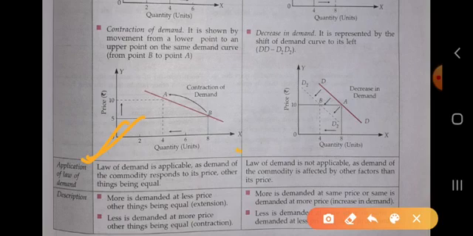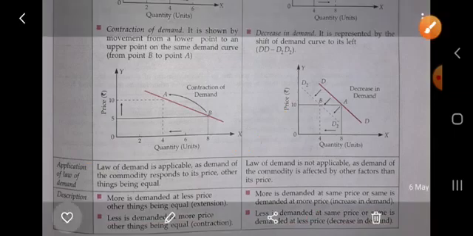But in the case of change in demand, the law of demand is not applicable, because here we are studying what will be the impact on the quantity demanded when the other factors of demand are changing, not the price. Here we have not taken price, so in the case of change in demand, the law of demand is not applicable. Now, description.